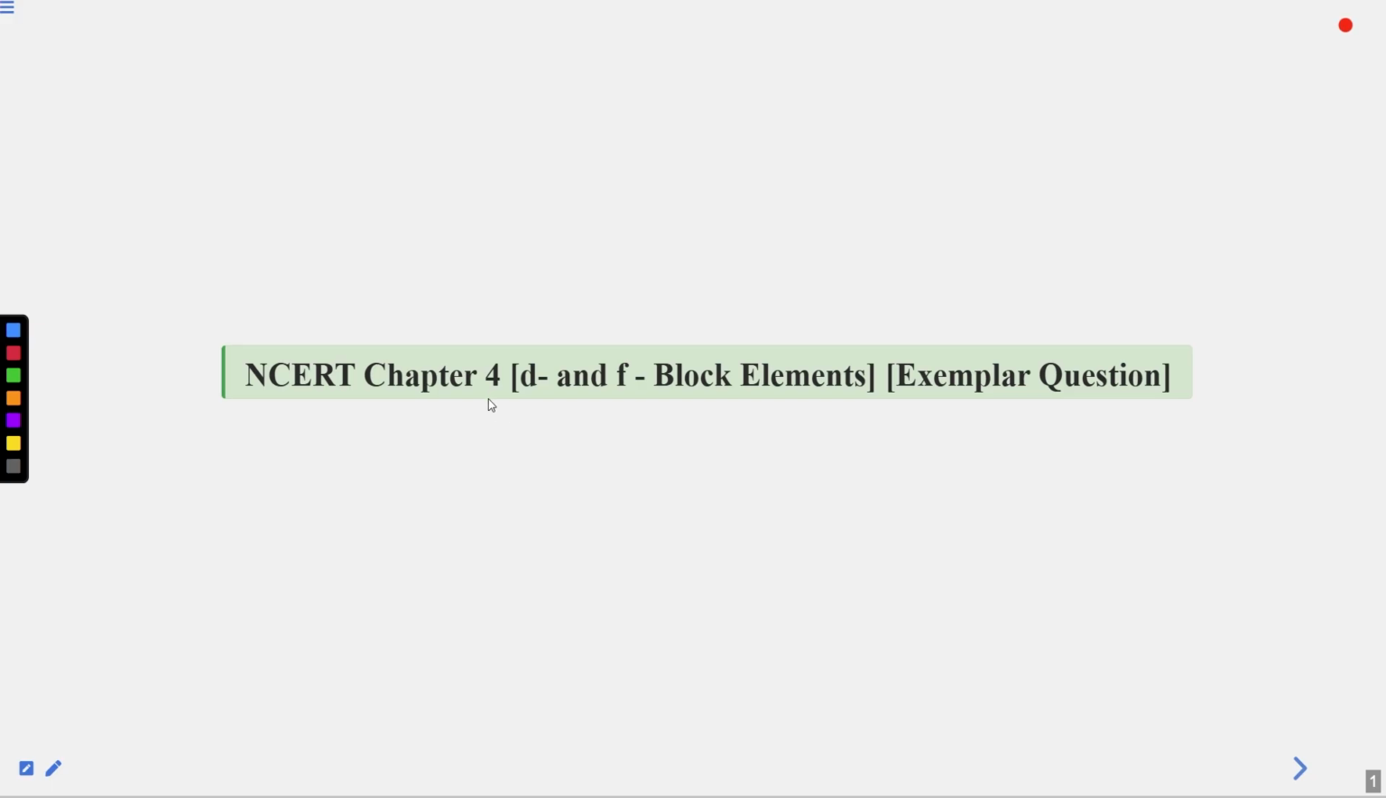Today, as you all know, we are going to do the d and f block elements exemplar questions from our NCERT textbook. So let's practice and let's begin today's topic, NCERT chapter 4, d and f block elements, some exemplar questions to practice.